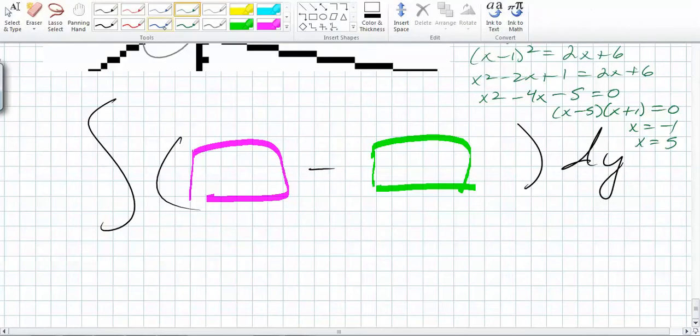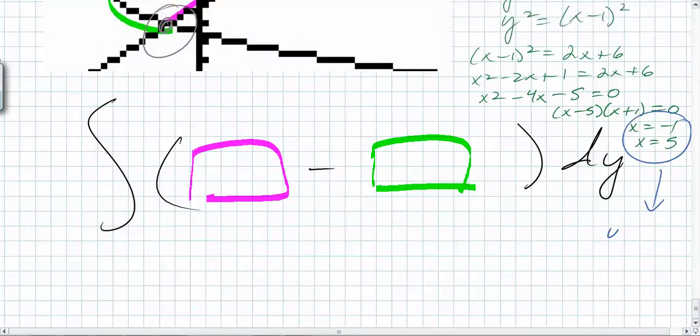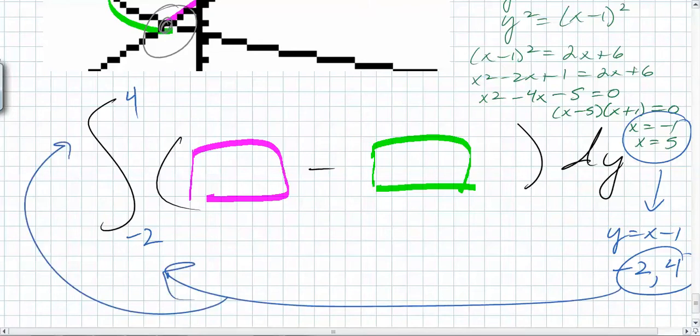So if you're really careful here, y equals x minus 1. So we're going to end up with -2 and 4. Does that make sense? Yeah. So we're going from -2 to 4. That's where these come from right here. But now we need the purple and the green, but it can only contain what variable? y, because we're now integrating with respect to y.